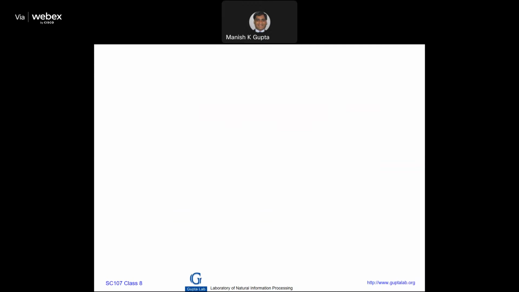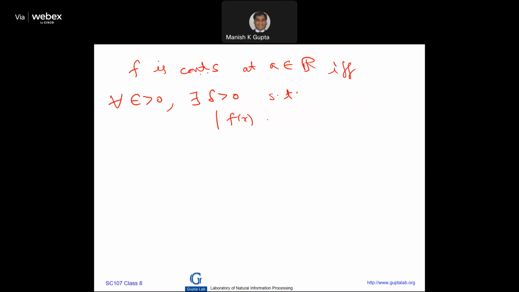So we say that a function f is continuous at a point a on the real line if and only if for every epsilon positive there exists delta positive such that mod of f of x minus f of a is less than epsilon whenever mod of x minus a is less than delta.